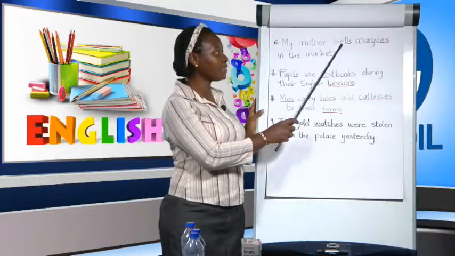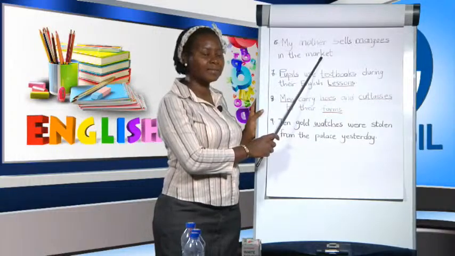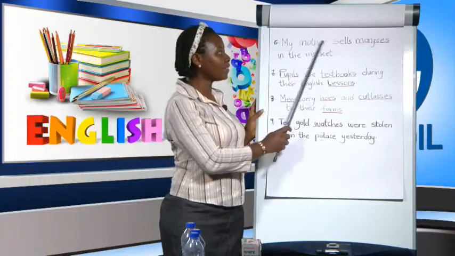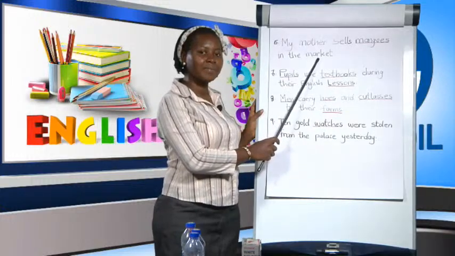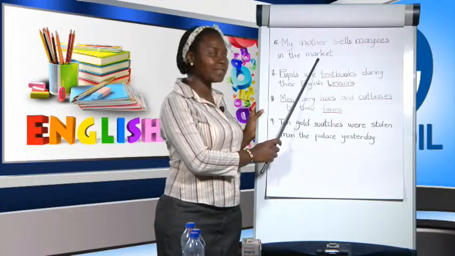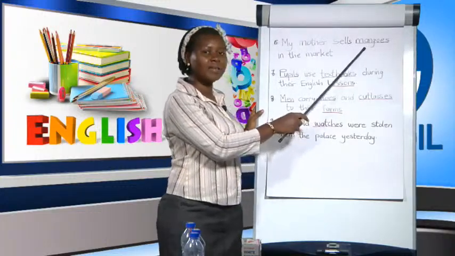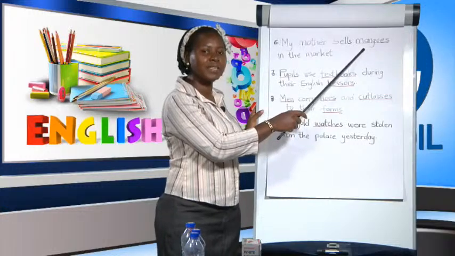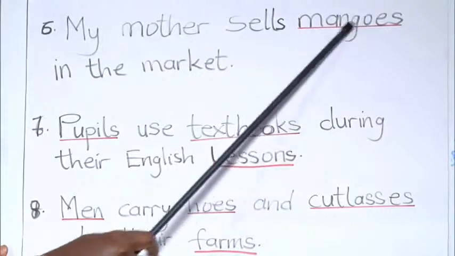Number 6, my mother sells mangoes in the market. Can we see countable nouns here? Yes. Where are they? This one. Mangoes. Can we count mangoes? Yes, we can count mangoes. So my mother sells mangoes. This is a count noun.